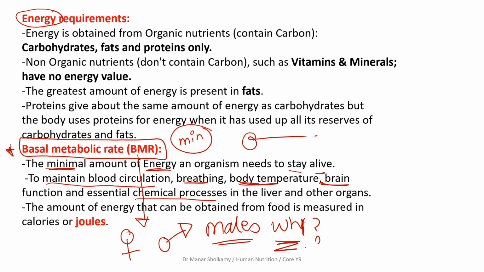Now, why do you think the males have a higher basal metabolic rate? They use more energy. Now, the question is why? Why, even while they're sleeping, are they using more energy than females? They have more muscle mass than females. Exactly, very good. They have more muscle mass. Okay, they are bigger in size, so we need more energy to keep all this big size at a constant body temperature.